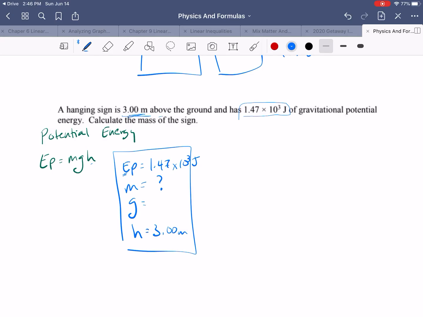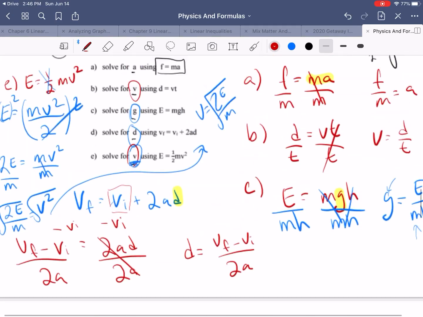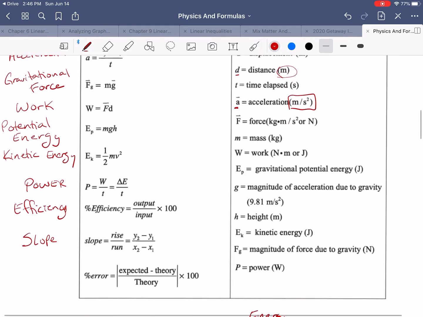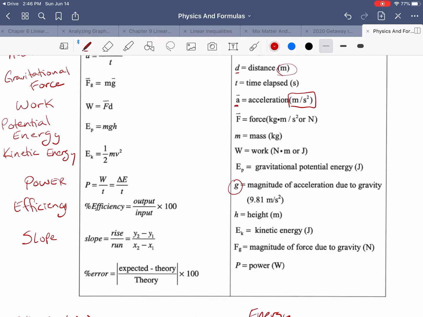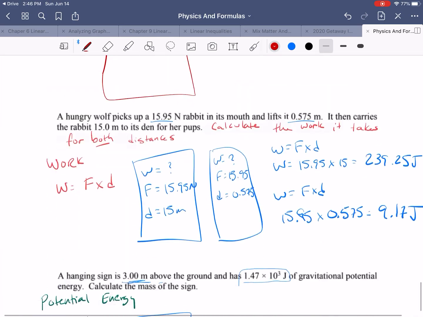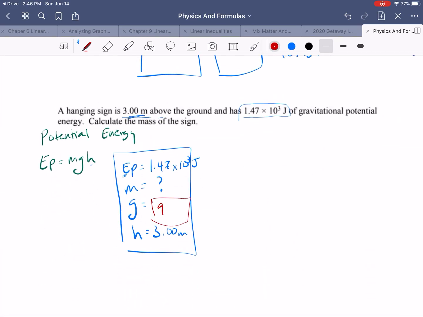Now, I have this gravity deal, and I don't have a number. But actually, gravity has a number, and it's on here. If you guys take a look all the way up to right here, this letter G. Look, it tells you magnitude of acceleration due to gravity is always 9.81 meters per second squared. So I go back down here, and I go 9.81 meters per second squared, and I fill in what I know. Okay, here's my formula. EP equals mgh.